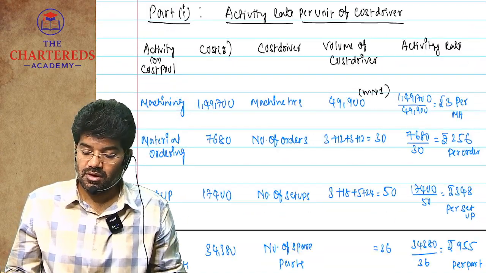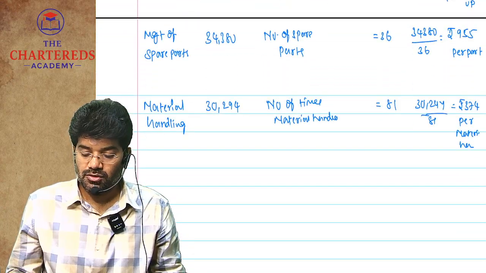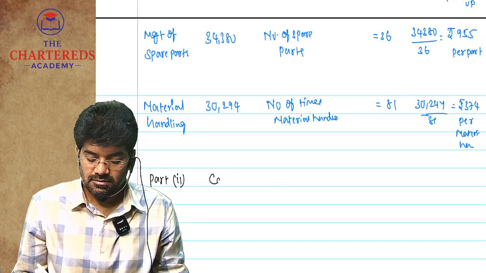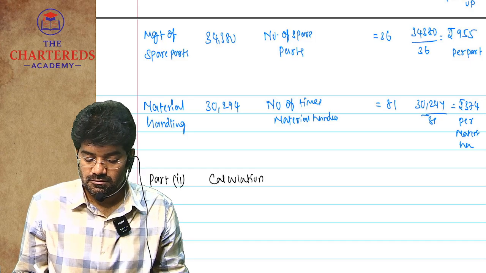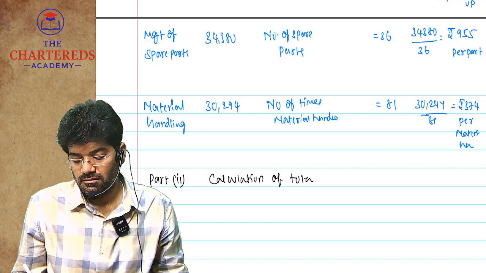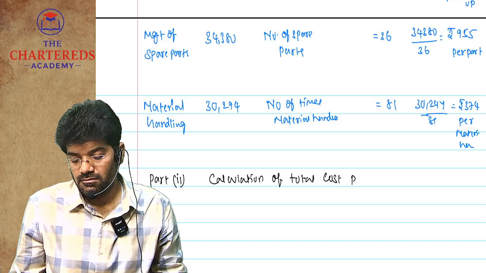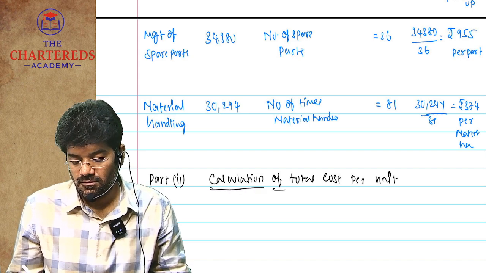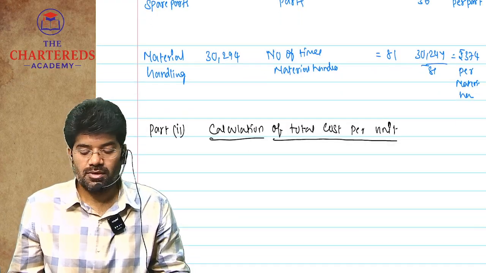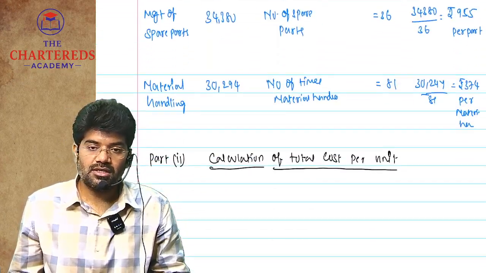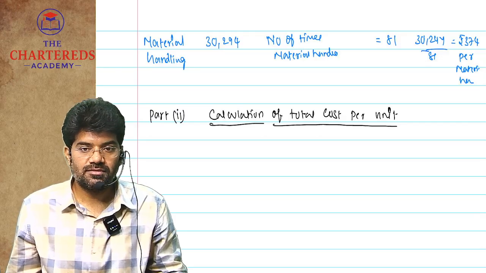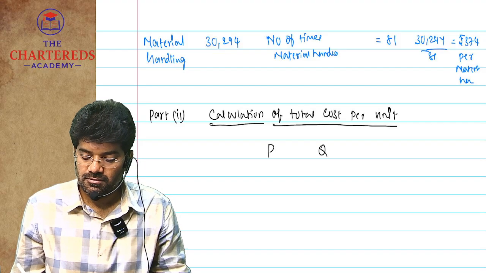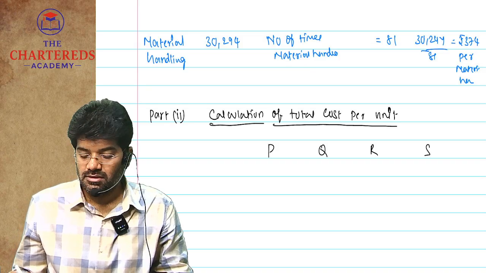So all activities we got right. Yes, now part 2. Calculation of cost per unit. Calculation of total cost per unit. So how many products they are making here? 4 products now. So columns we should take P, Q, R, S.